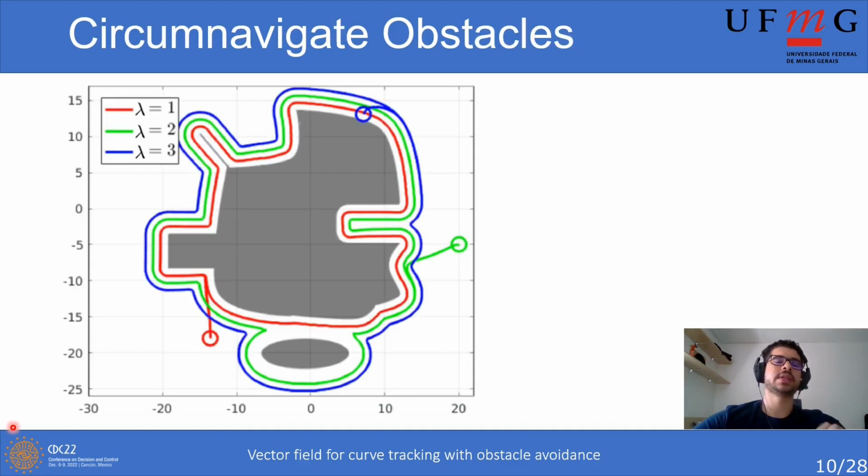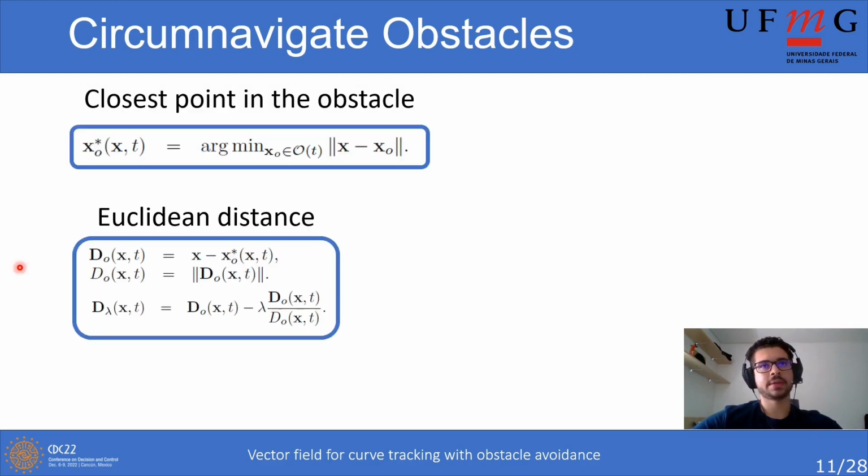Now, the goal is to adapt the vector field method to accomplish the obstacle following task as exemplified in the figure. The system must follow the obstacle at a predefined distance lambda, and it must deal with generically shaped obstacles such as disjoint parts or sharp edges. Following the same idea of using the closest point to the curve, now we use the closest point in the obstacle set. And from there, we compute the Euclidean distance function to the obstacle and the Euclidean distance to the obstacle at a predefined lambda distance.